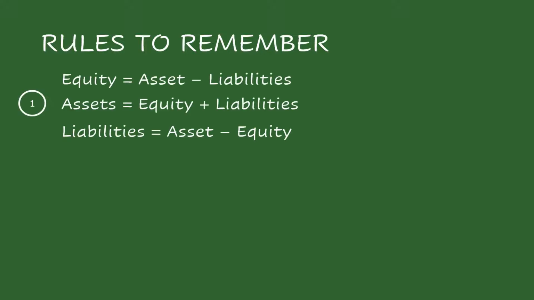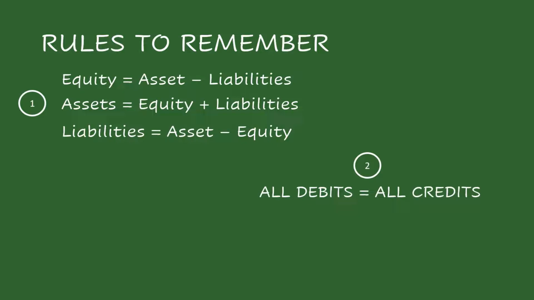Now, let's take a look at some of the rules we need to remember before we actually record any transactions. First of all, equity equals your assets minus your liabilities. If you think about this a little deeper, this is quite intuitive. If you take everything that you have that has value, which is your assets, take away everything that you owe, which is your liability, what's left over is what your company is worth, or the equity. Now, using some algebra, you can rearrange this to find that your assets equals your equity plus liability, or that your liability equals your assets minus your equity.